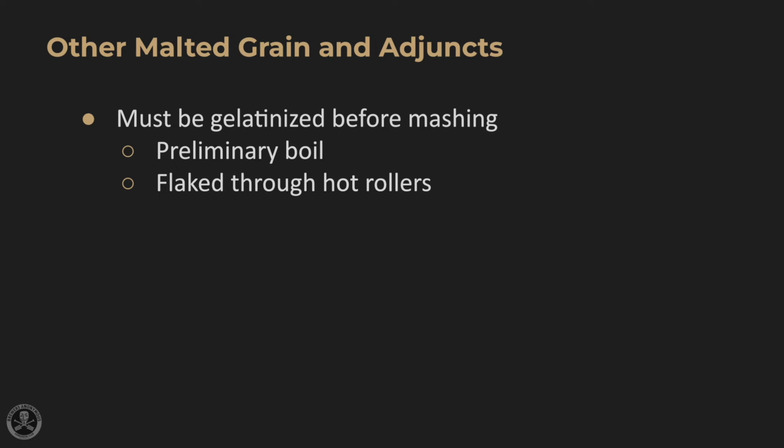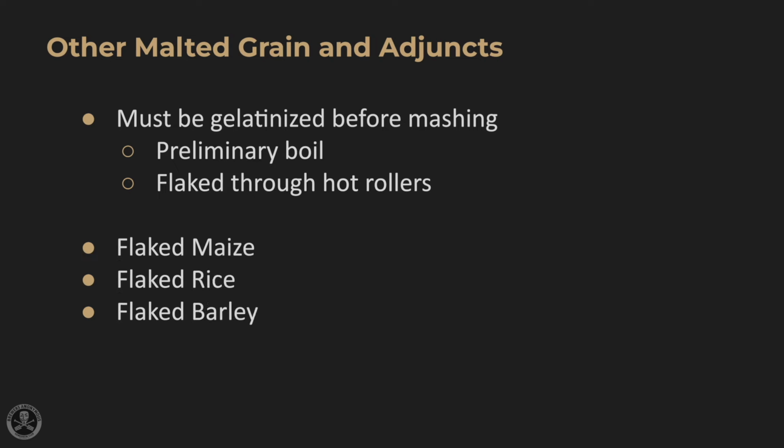Some of the most common cereal grains are flaked maize, flaked rice, flaked barley, flaked rye, and flaked wheat. The corn and rice adjuncts are used heavily in American light lagers, and the raw wheat is a key ingredient in Belgian and lambic beers.